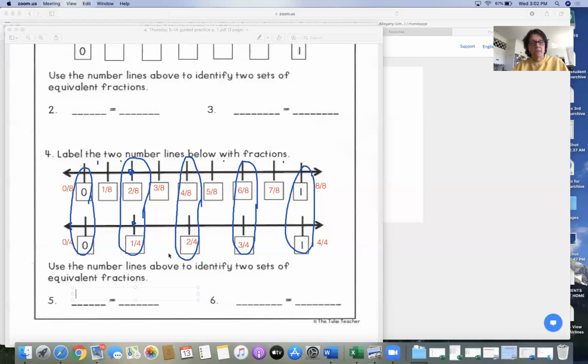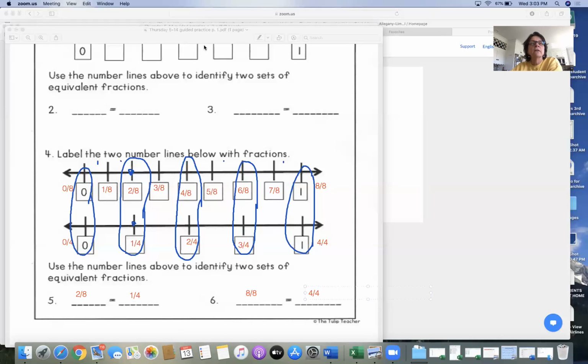So you can go ahead and write down the ones that you would like to. I'm going to go ahead and put 2/8 is equivalent to or equal to 1/4. And then over here, just to mix it up a little bit, I could put 4/8 is equal to 2/4. I could put 6/8 is equal to 3/4, but I'm going to put 8/8 is equal to 4/4.